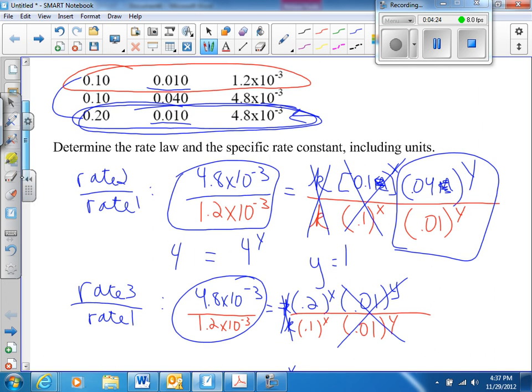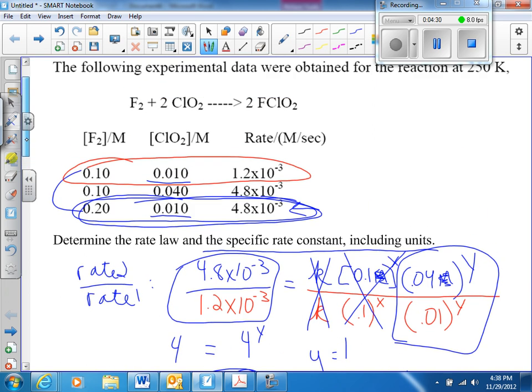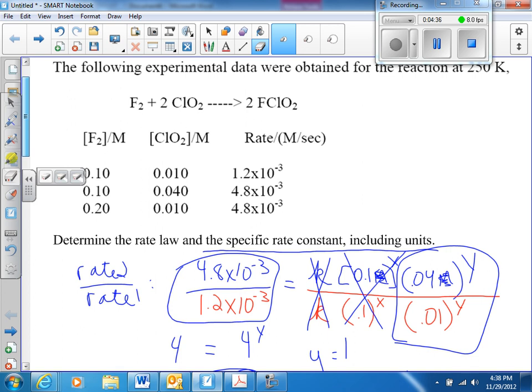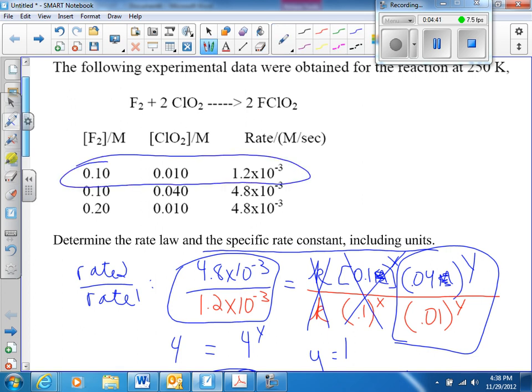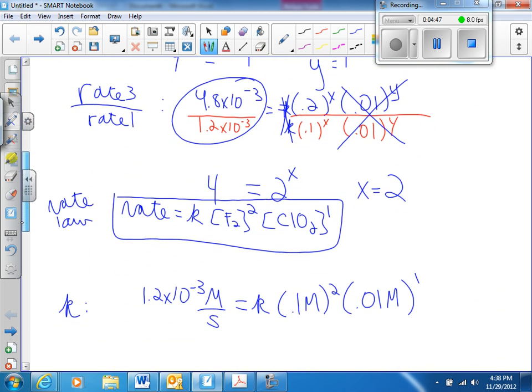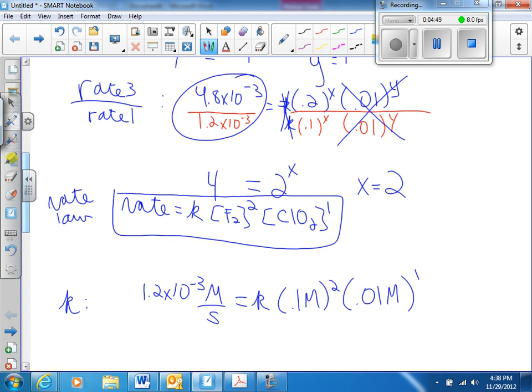Okay, now there's another part to this problem. It said, find the specific rate constant, including the units. So I have to pick any experiment and just plug that experiment into the rate law. I am going to pick experiment 1. All experiments will give you the same exact values. So I'm just going to plug those values into the rate law, and that's this right here.